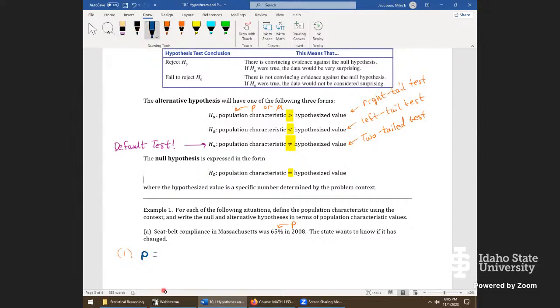And because it's a proportion, we can say proportion of all drivers in Massachusetts that are seatbelt compliant. I'm going to just put a dot here.